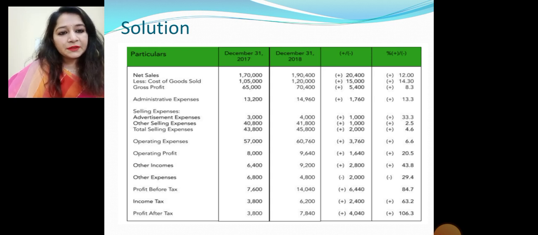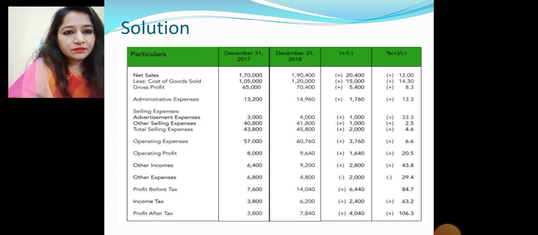Next is selling expense. 3,000 previous year, current year 4,000. There is an increase of 1,000, and percentage will be 33.3%. Next, advertisement expense. 3,000, 4,000. Other expenses, and total expense is 43,800 previous year and 45,800 current year. Difference and percentage is 4.6.